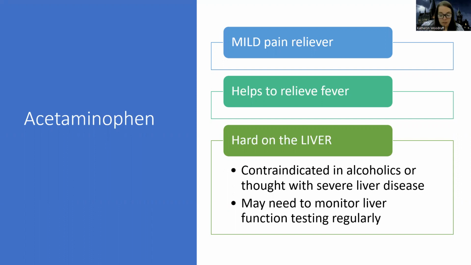But if it persists, or sometimes it starts as a virus, then turns into a bacteria, because remember, all that stuff stewing together can lead to infection. Keep in mind with acetaminophen, it's hard on the liver. It's contraindicated in those that are alcoholics, or I should say those with severe liver disease, and they may need to monitor their liver function testing regularly if they regularly need to take this.